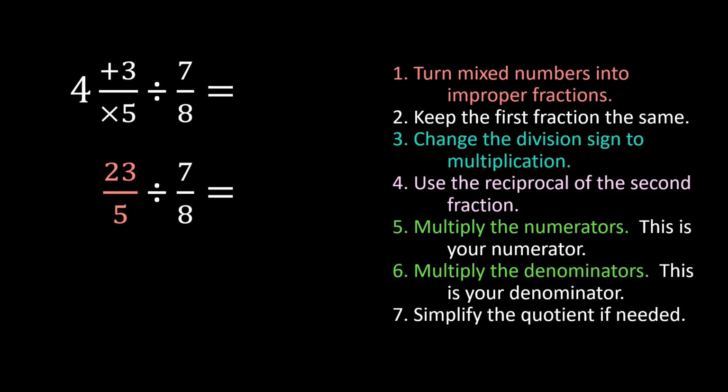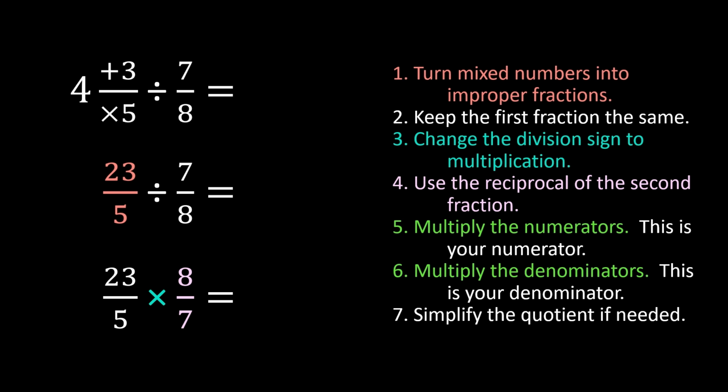Now we need to think about dividing our fractions. And our rule for dividing fractions is we take the first fraction, the 23/5, and it stays exactly the same. It's going to stay 23/5. Our division sign becomes multiplication, and we're going to multiply by the reciprocal of 7/8, which is 8/7.